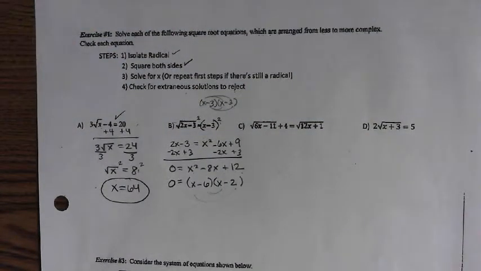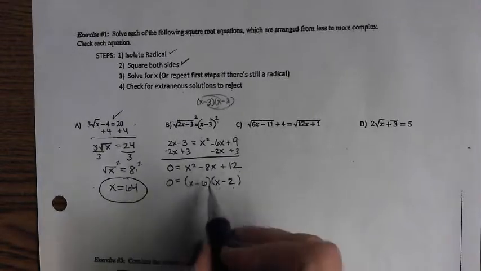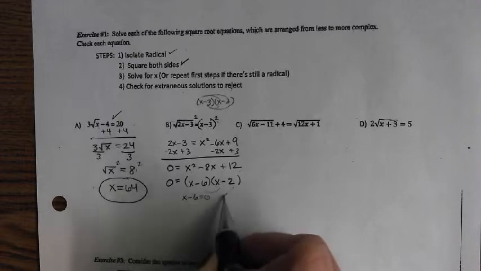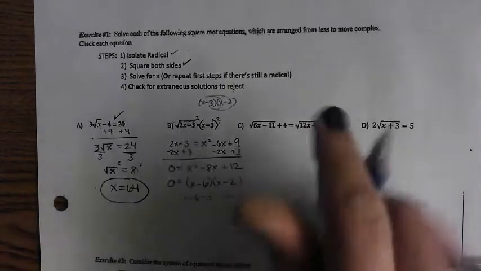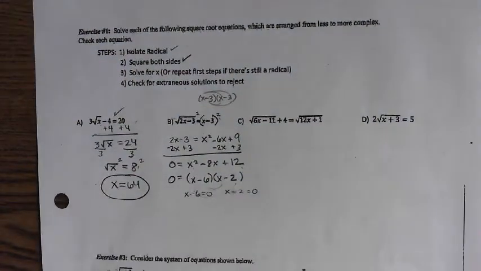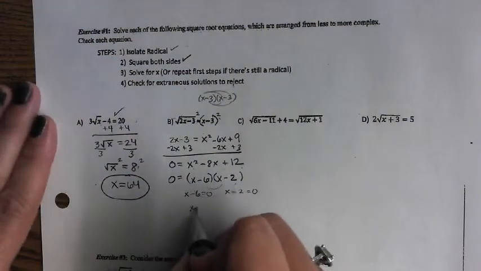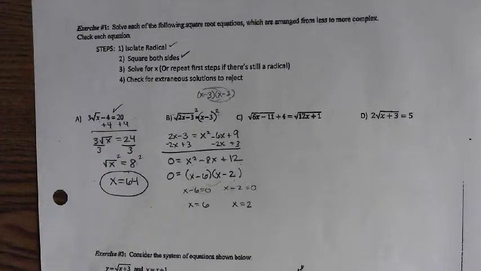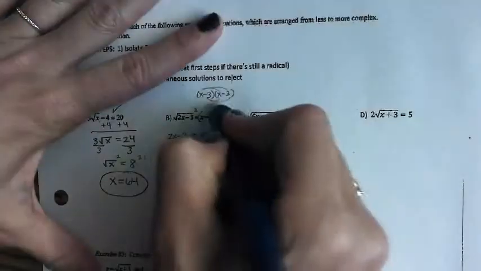This is where teeing it up comes in. Teeing it up technically means set each piece equal to 0. Now these are fairly easy ones where a lot of you would probably do this in your head. X either equals 6 or x equals 2. And again, back to the original to check.